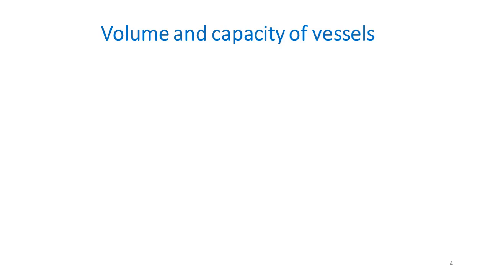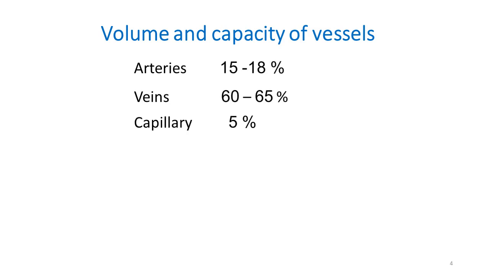So, what is the difference between volume and capacities of different vessels? Here you can see the volume of arteries is about 50 to 80%. The veins is about 60 to 65%. Capillaries is about 5%. Lungs volume is about 9%. And heart volume is about 4%. The summation of these is 100%, and they are volumes of vessels.